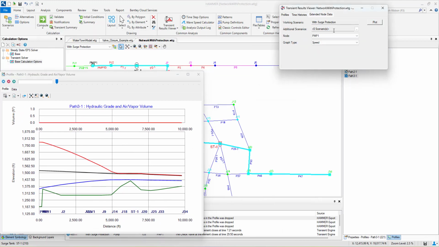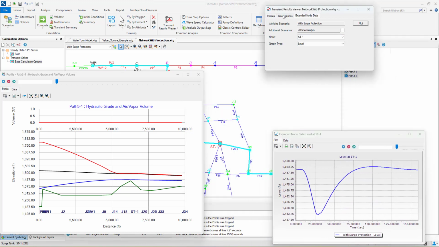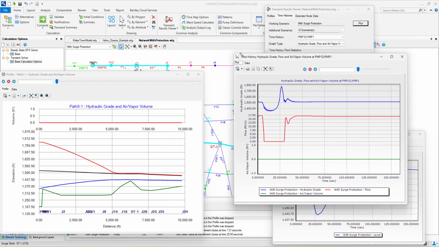Designers can also see vapor or air volume that occurs at different points throughout the length of a pipe. In OpenFlows HAMMER, you can animate profiles to see the timing and duration of transient analysis, as well as timing, duration, and frequency of air pockets that may form in the system.